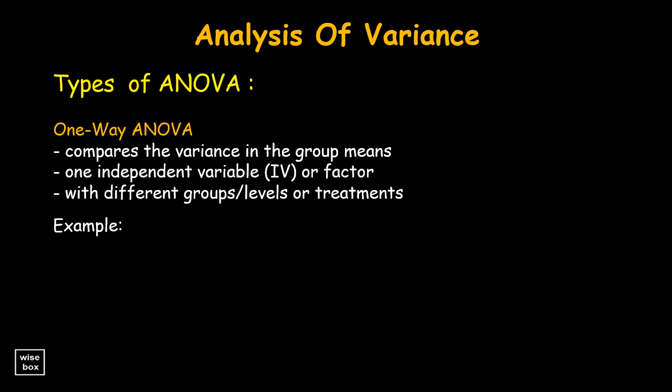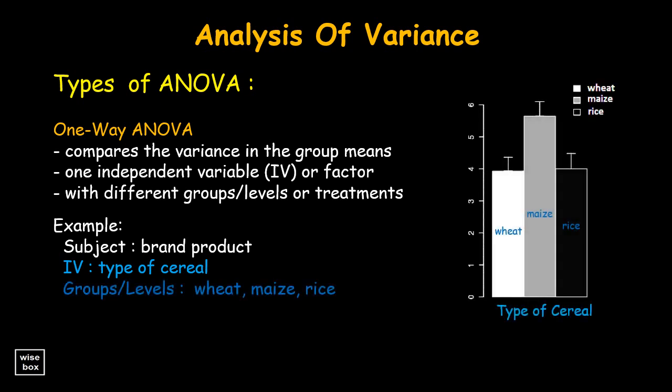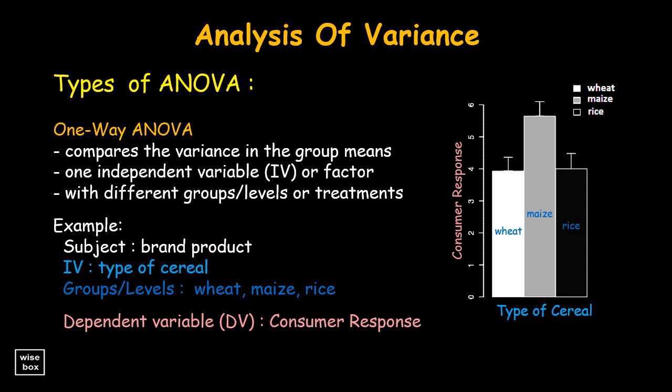For example, a market researcher may be interested in studying how its brand product performs with consumers when using different types of cereal. So, she can then measure their responses when the product uses wheat, maize, or rice. Take note that the data is measured based on the dependent variable, DEV, or what we call the response variable. In this case example, the dependent variable is consumer response.